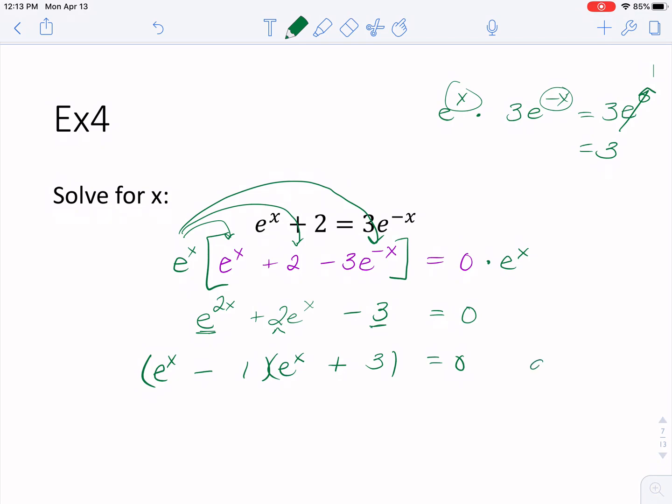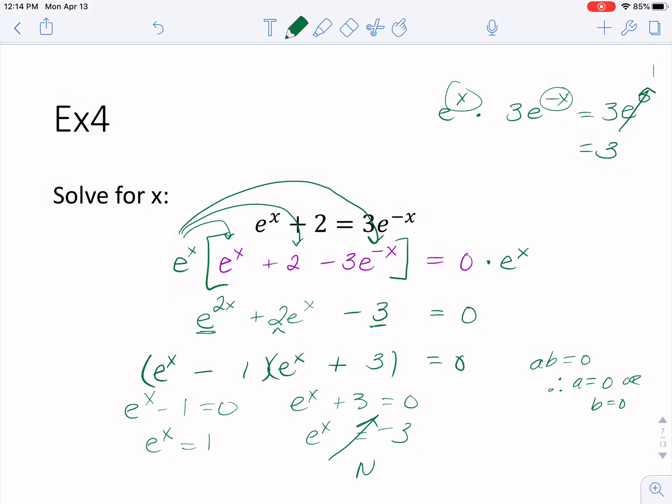But now I have a times b is equal to 0. Therefore, a equals 0 or b equals 0. All right, e to the x minus 1 equals 0. e to the x plus 3 equals 0. e to the x is equal to 1. Or e to the x is equal to negative 3. But we've already talked about exponentials cannot equal negative numbers. We have an asymptote at the horizontal line. So that means this one gives me no solution. Right?